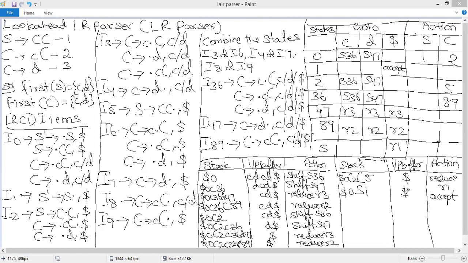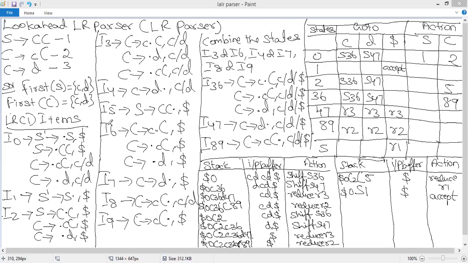Okay. So this is how we can parse the input string by using the LALR parser. I hope you have understood the difference between the SLR parser, CLR parser, and LALR parser. So SLR parser is a simple LR parser. CLR parser is a canonical LR parser. LALR parser is a look ahead LR parser.